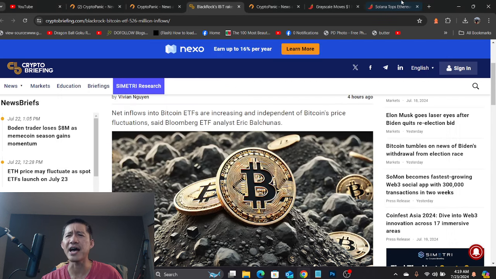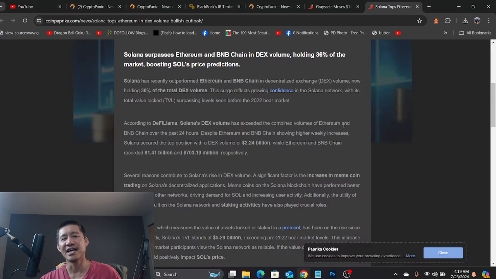And Solana may actually be undervalued because it's surpassed both Ethereum and BNB chain in DEX volume, holding 36% of the market, boosting SOL's price predictions. Solana has recently outperformed Ethereum and BNB chain in decentralized DEX volume, now holding 36% of total DEX volume. That does not mean it has surpassed either one in TVL. Both BNB and Ethereum are solidly above Solana in TVL, I believe.